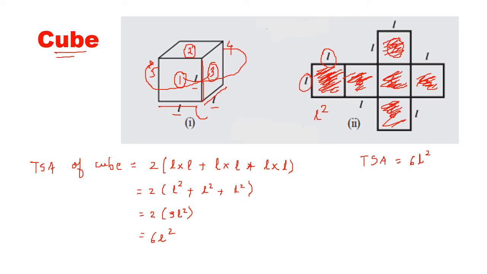So the only difference between a cuboid and a cube is that in a cuboid we have a length, breadth and height, which are different, and in a cube all the sides are the same. So the total surface area formula of the cube is very easy, 6L square. Let us revise both the formulas once again. The TSA of a cuboid is 2 into (LH plus BH plus LB). And for a cube, it is 6L square.